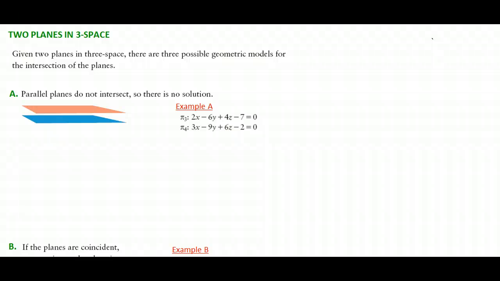In this section we're looking at the intersection of two planes in three-dimensional space. We actually have three different situations that can occur. We can have two planes that are parallel to each other but are distinct, and in this case we have no intersection points between the two planes.